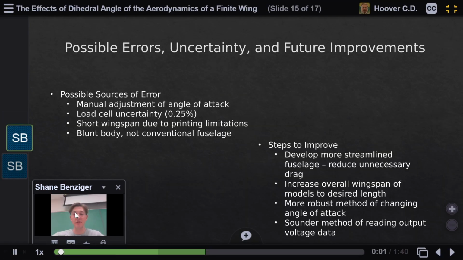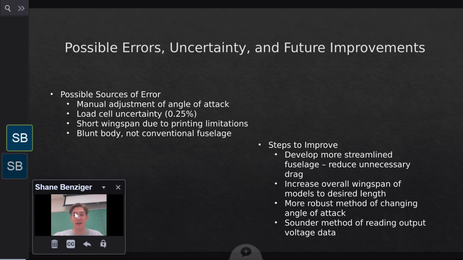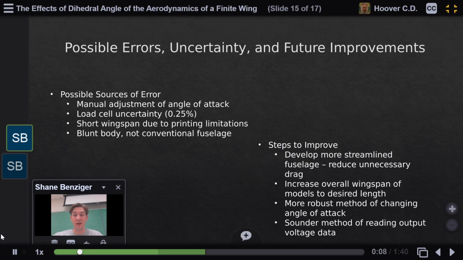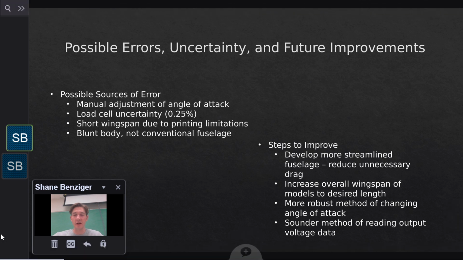Some possible sources of error within our experiment include having to manually change the angle of attack and use our judgment in determining the proper angle. Additionally, the uncertainty of the load cells used, of about 0.25%, could have introduced some error, but it's likely not as much as other sources, including printing limitations leading to unideal model wingspans, and the body of the model having a blunt face.